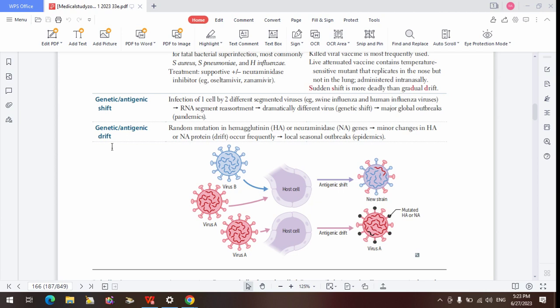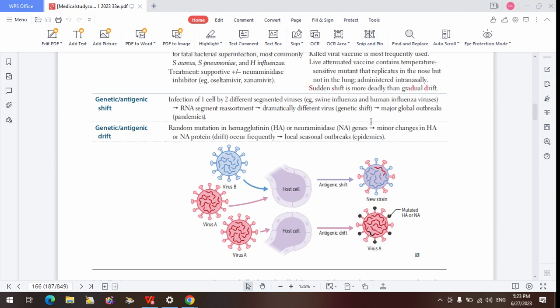So the antigenic change is minor, but the antigenic change in shift is major because the entire genome is changing, the entire protein is changing. But for the antigenic drift, it's just part of the protein that is changing. Maybe neuraminidase is changing here, and then another one, hemagglutinin is changing, and the change is not very severe because it's just a slight mutation.